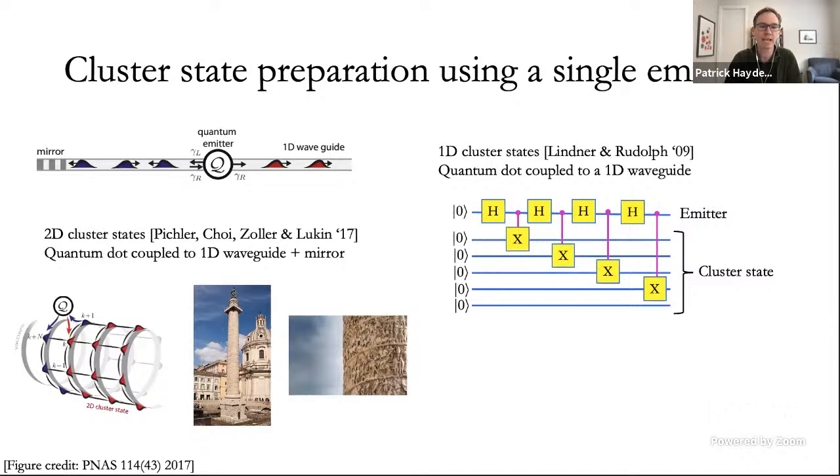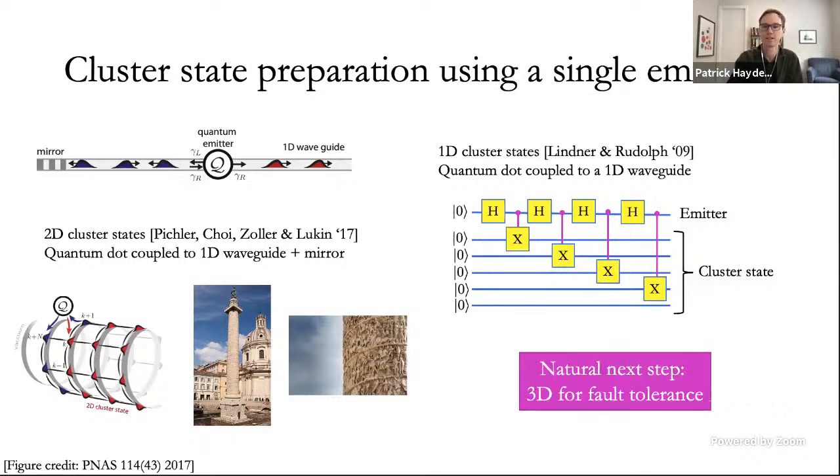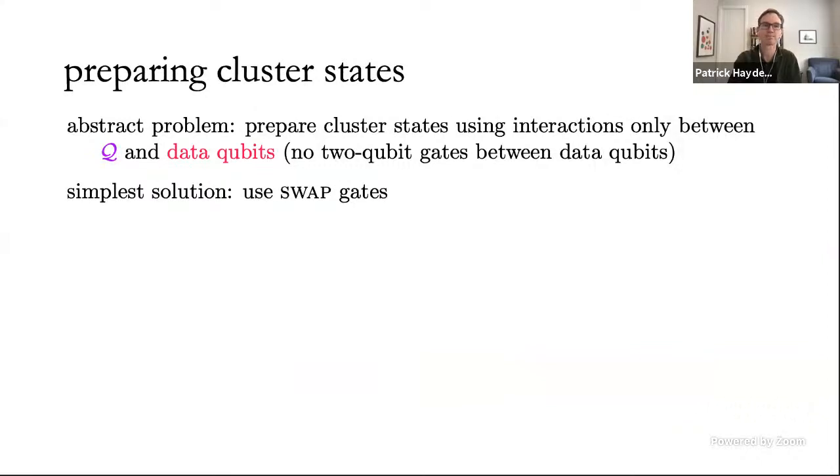It allows you to create a cluster state which is wrapped around a cylinder. And so that's a two-dimensional object, and that's going to be universal for quantum computation. And of course, the next natural step is the three-dimensional cluster state.